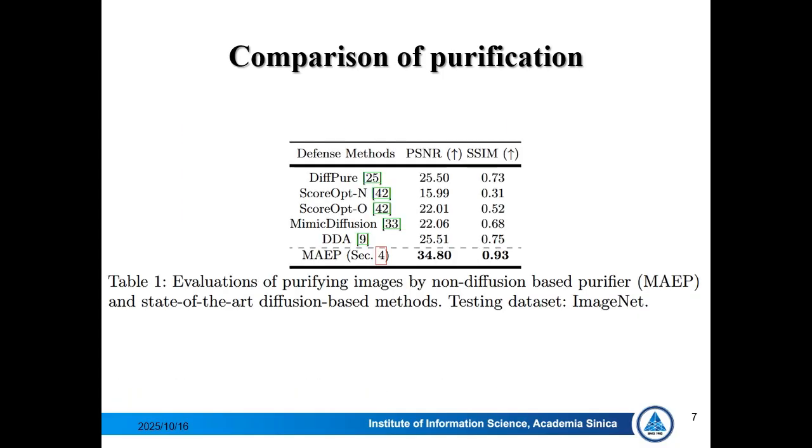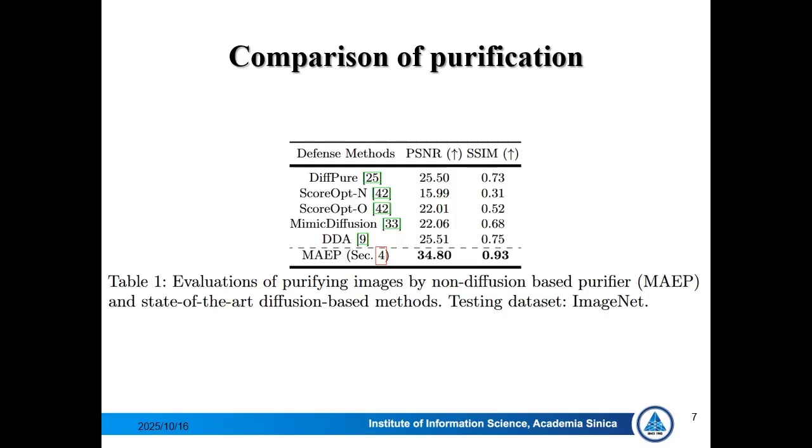On this slide, we present the image quality metrics, including PSNR and SSIM, to illustrate how diffusion-based purifiers tend to degrade clean images. As shown in this figure, diffusion-based purifiers achieve only around 20 dB in PSNR and less than 0.75 in SSIM, indicating a noticeable loss of image quality after purification.